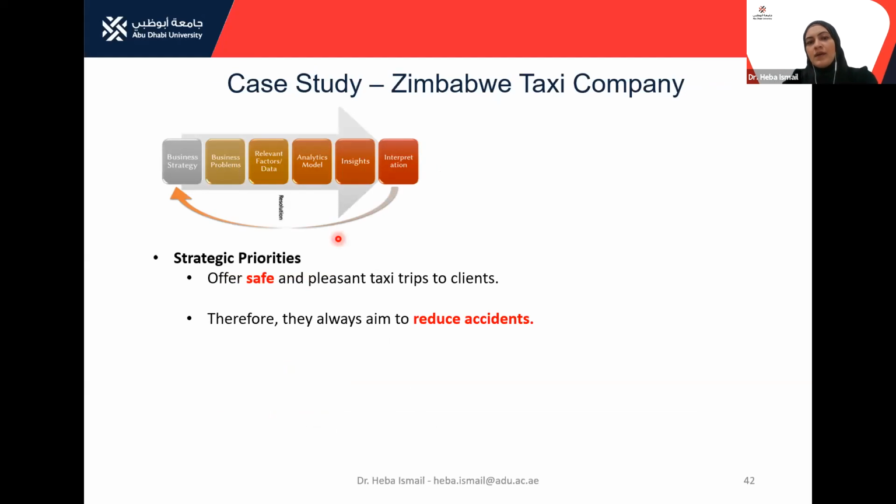Let's have a look at a working example and consider the Zimbabwe taxi company. What happened with this company? They were having high accident rates. Their taxi drivers were making a lot of accidents, and we can tell a lot of disadvantages, a lot of problems associated with accidents: the maintenance cost, for example, safety of the travelers, the image of the company, problems with the insurance. So there are a lot of losses incurred. What is their strategic priority? Definitely, it's safety.